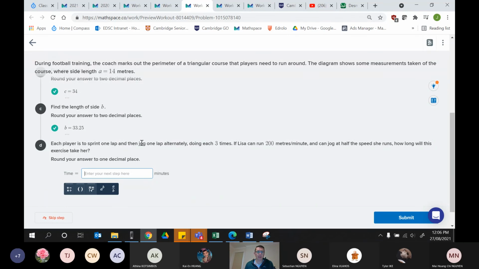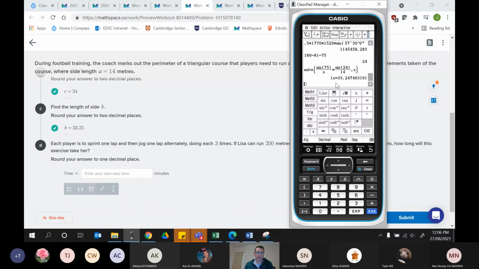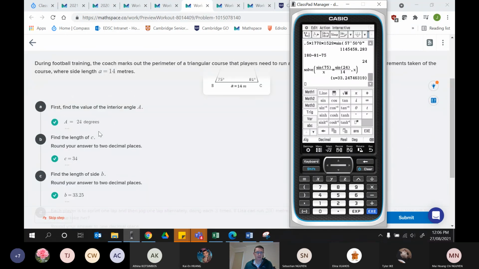Each player is to sprint 1 lap and then jog 1 lap, alternatively doing each 3 times. If Lisa can run 200 meters a minute and jog at half the speed she runs, how long will this exercise take her? So she does, how long's a lap first? So a lap is going to be, let's use the rounded answers, okay? So we've got 14 plus 34 plus 33.25, use your rounded answers. 14 plus 34 plus, yep, okay, so that's how far a lap is.